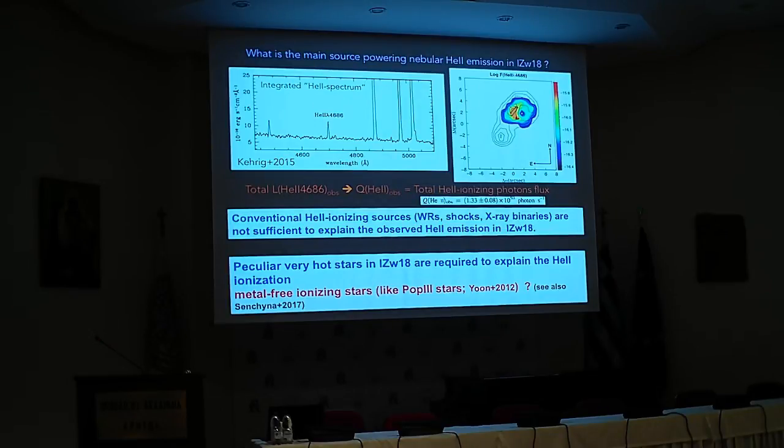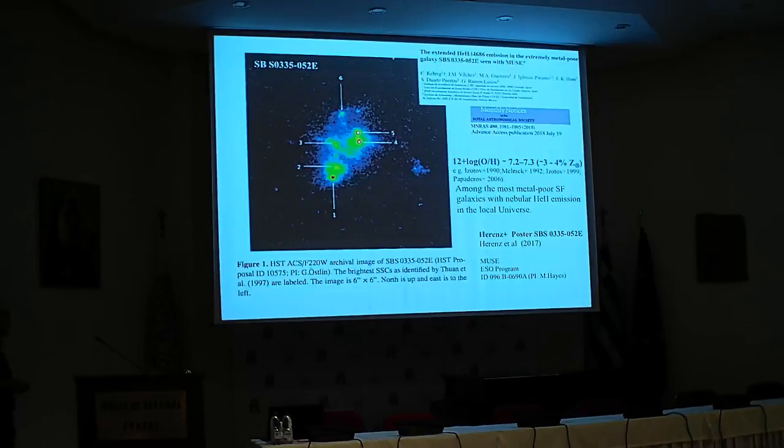In those days we had to rely on very hot stars. They were just models; we don't know any local metal-free star. We just rely on models, and the models say that we need peculiar very hot stars, with nearly zero metallicity, nearly metal-free ionizing stars, and probably fast rotators. Then we went to another galaxy just to check, because maybe it's once again so peculiar, maybe it's just one point in the middle of the universe, so that it means nothing.